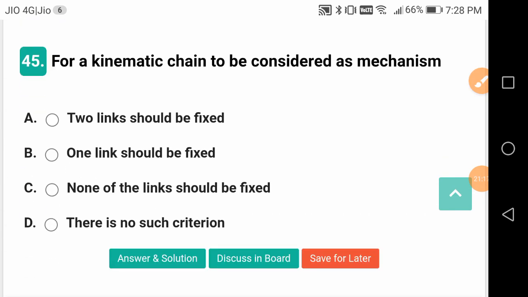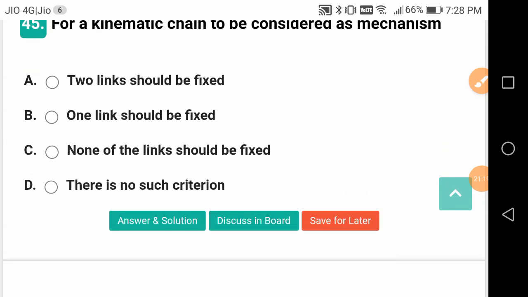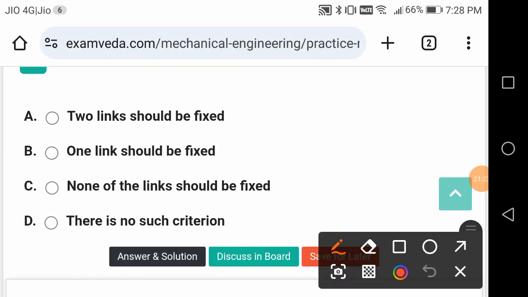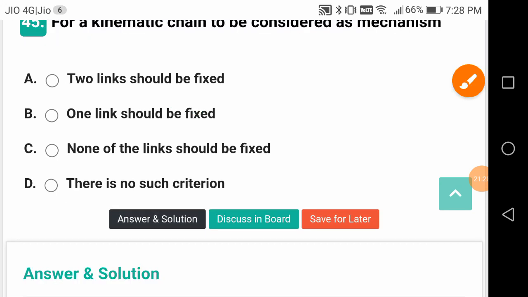For a kinematic chain to be considered a mechanism, one link should be fixed. Always one link should be fixed. By fixing one link at a time, we are going to get that many number of inversions. So the number of inversions for a kinematic chain shall be equal to the number of links.